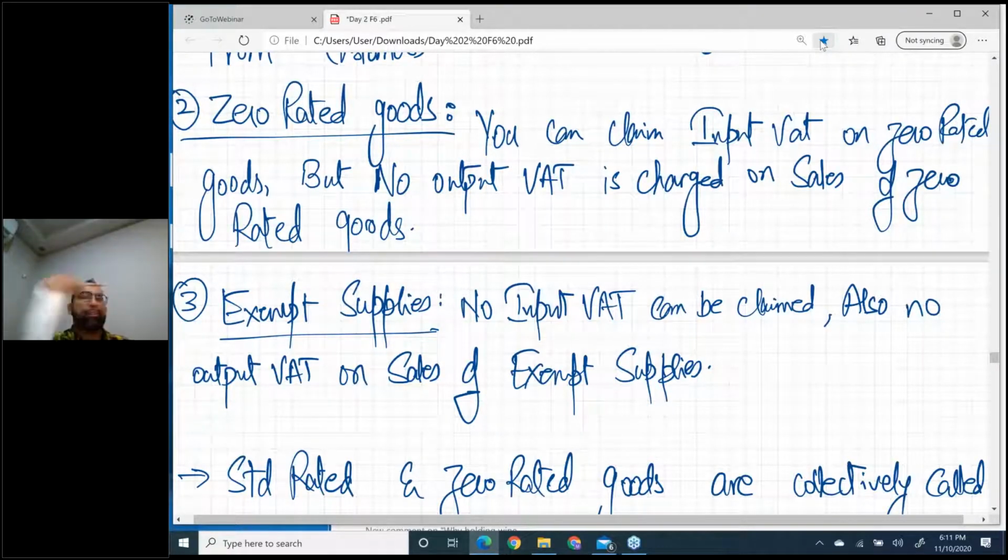And when you sell this exempt good to a third party, you won't charge any percentage of output VAT from them. So you must know these three categories.